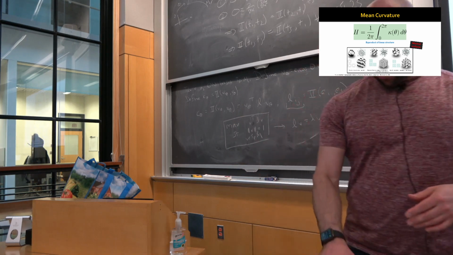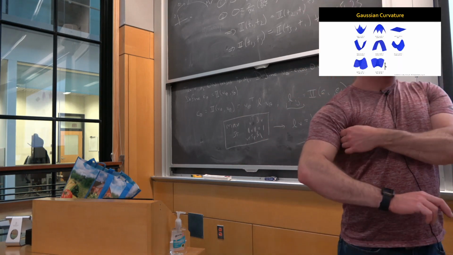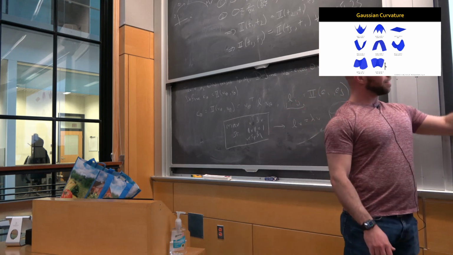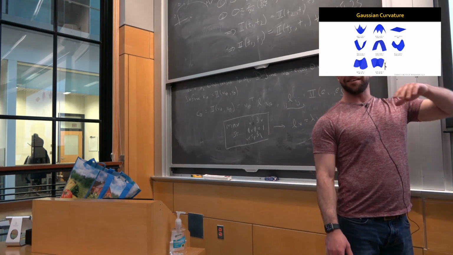Okay, and then as we talked about, Gaussian curvature is the sort of more easily thought about object, and it's like distinguishing between saddles, parabolic objects, and elliptic objects.